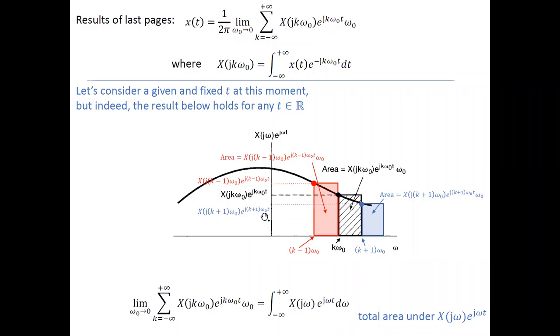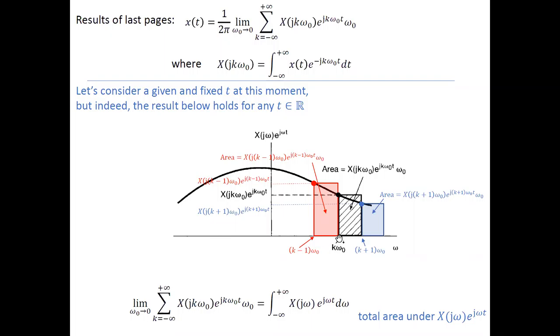Okay. And then this actually already looks very much similar to the terms inside the infinite sum. But in the infinite sum, there is this omega zero that follows. So where is this omega zero? Notice that omega zero is the width of every rectangle you see here, right? Because from (k minus one) omega zero to k omega zero, the difference is just one omega zero.